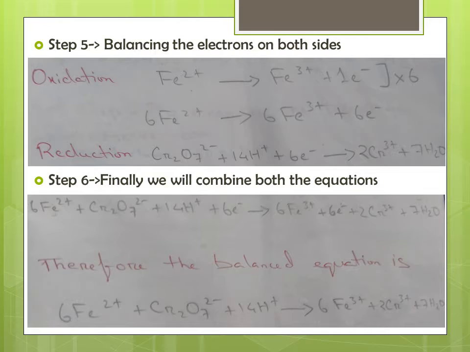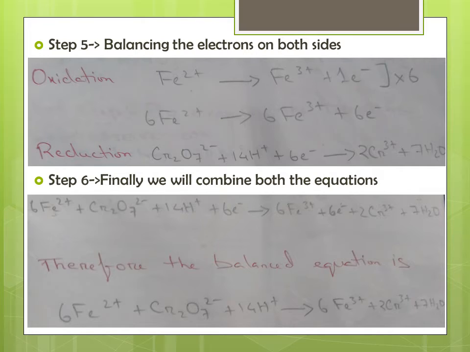Now go to the product side. From the oxidation half cell, I have written 6Fe3+ plus 6 electrons, plus 2Cr3+ plus 7H2O from the reduction half cell. So all the products are written on the right hand side, all the reactants on the left hand side. I have not shown it for convenience, but you can cut the 6 electrons from both sides, as they are equal. After cutting, the final reaction is 6Fe2+ plus Cr2O7 2- plus 14H+ yields 6Fe3+ plus 2Cr3+ plus 7H2O. This is your final balanced equation.